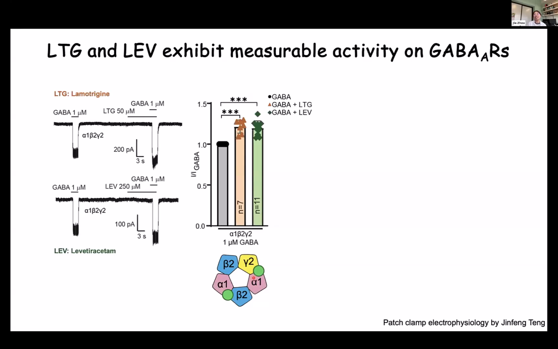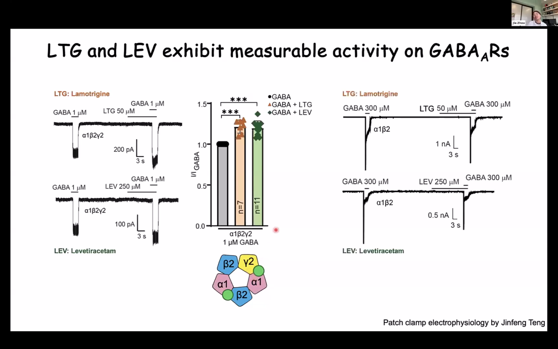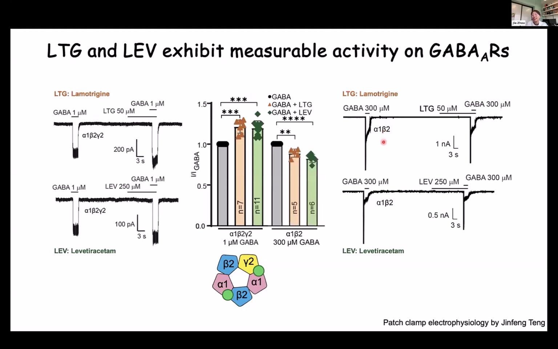So then we kept pushing ourselves to move forward to find where these drugs really bind to the GABAA receptor. So we used another composition, alpha-beta, to determine where the drug may function. But the result was pretty surprising. Previously it was potentiated, but when we changed to alpha-beta, it slightly inhibits the GABAA receptor of alpha-1 beta-2, and the result is also pretty significant.